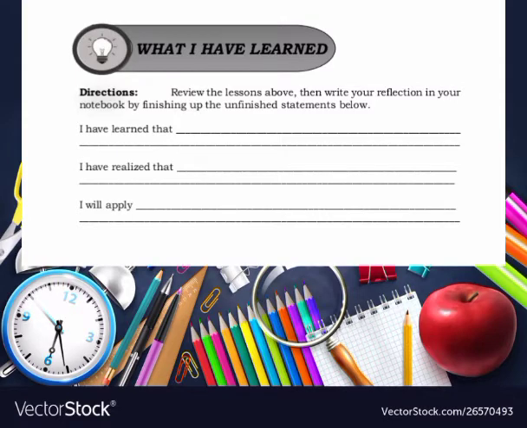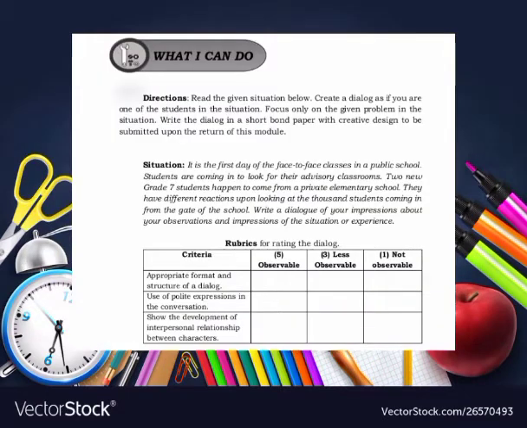The next activity you're going to answer is What I Have Learned. Directions: review the lessons, then write your reflection in your notebook by finishing up the unfinished statements below. I have learned that, I have realized that, and lastly, I will apply, then blank. You're going to fill up the blanks to finish the statements below.